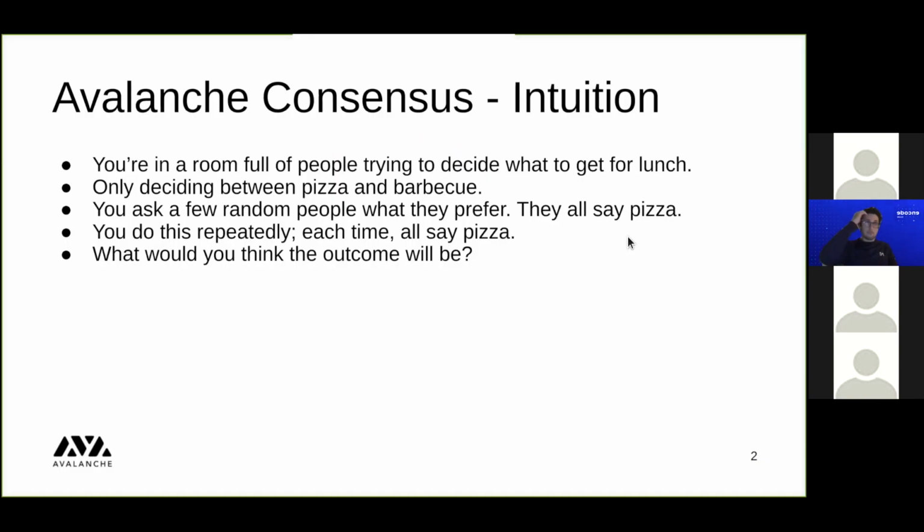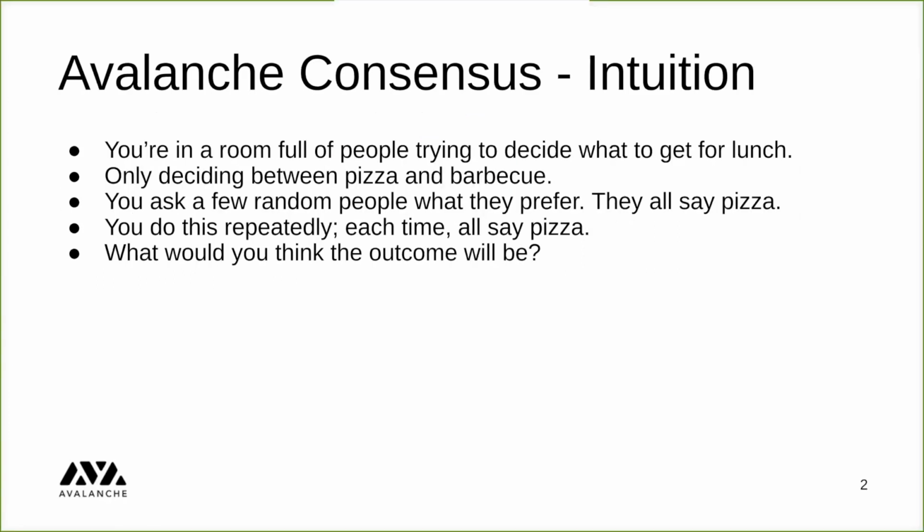So first, let's try to just get some intuition about the way that the protocol works. So suppose that you're in a room of people, I know a kind of unthinkable thing at this time, and everyone's trying to decide what to get for lunch. And it's a binary decision that you and the group are making, and you're trying to decide between pizza and barbecue. And everyone's goal is just to get everyone into agreement on what to pick.